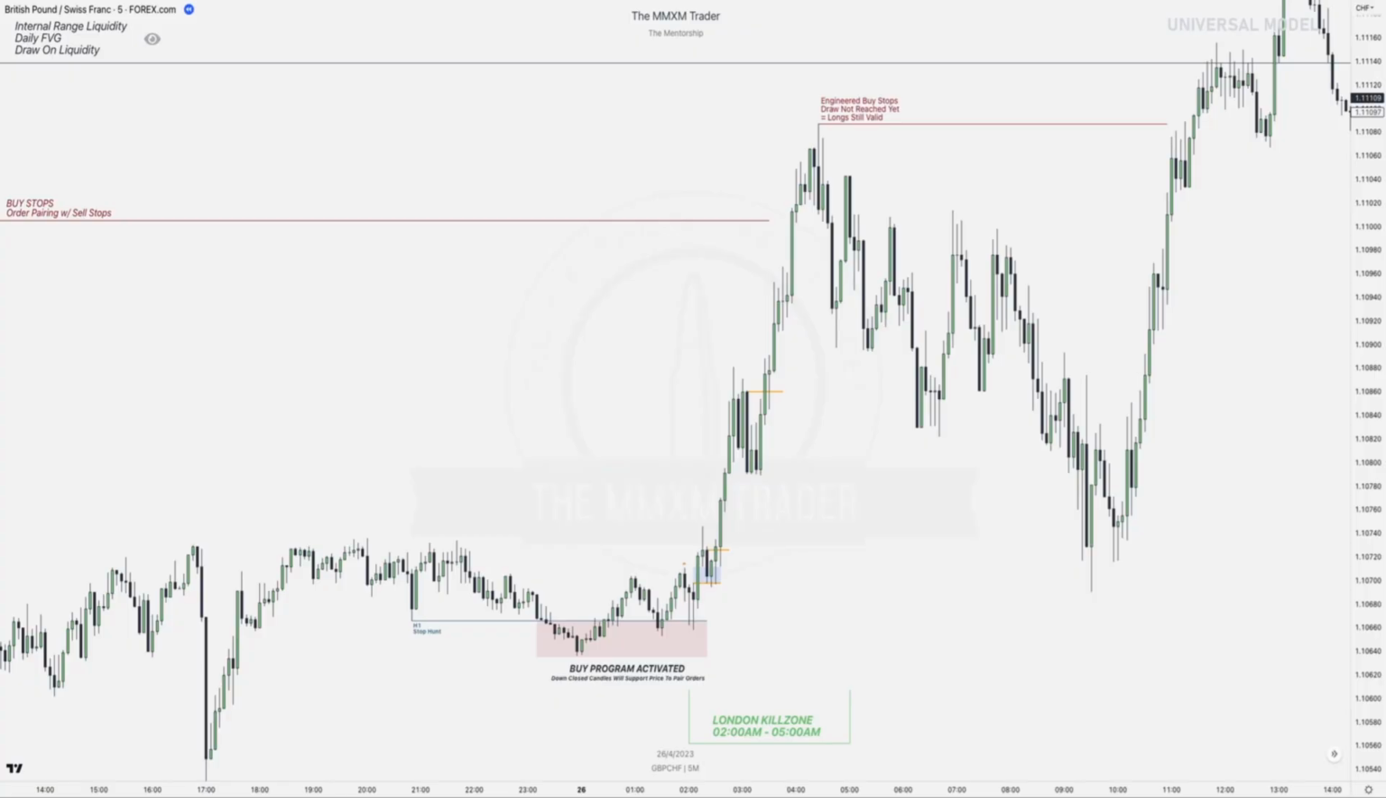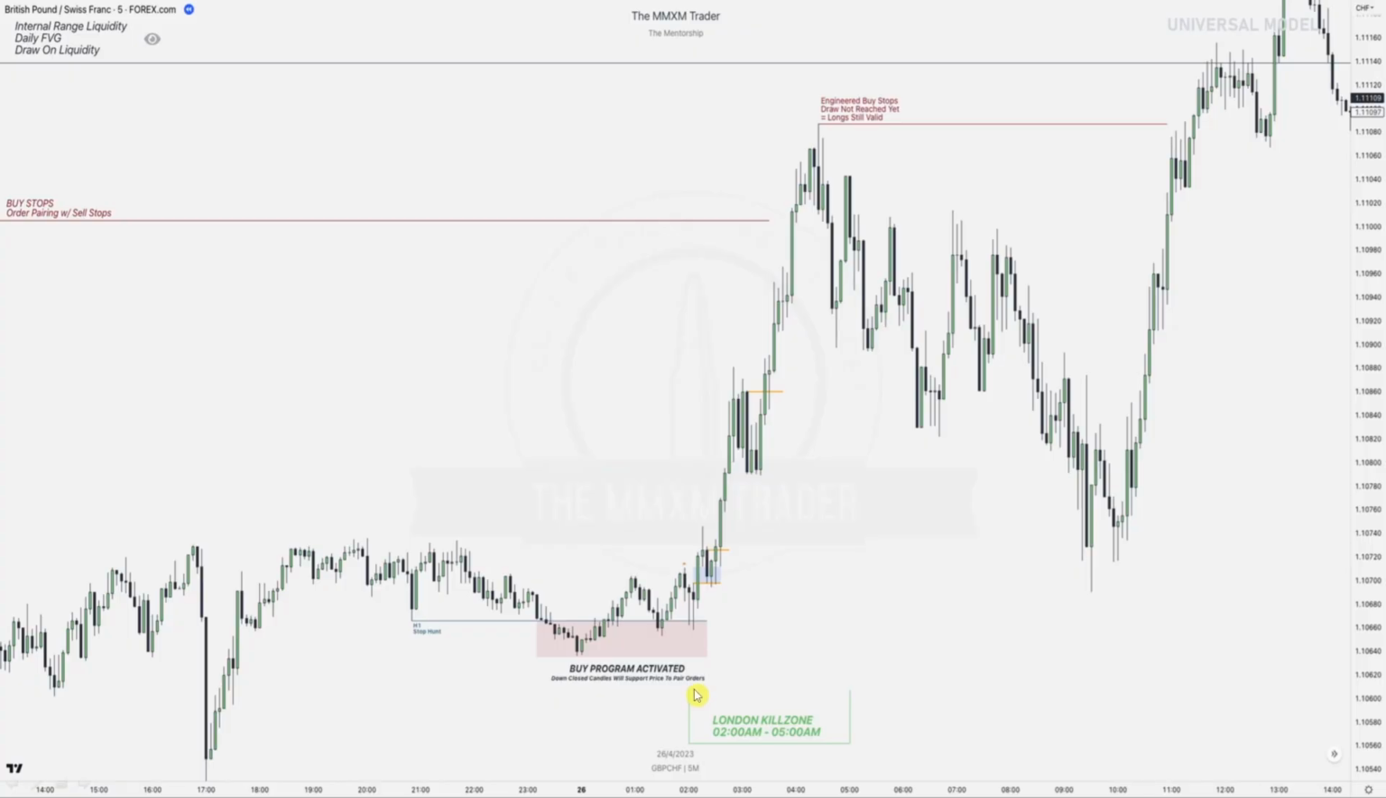On the intermediate term, drawn liquidity is that long term perspective daily fair value gap. And now we wait inside our kill zone for a break of structure and a liquidity purge. So we have that 1 hour stop hunt, that liquidity purge of sell side liquidity. So buy program has been activated and we wait for London kill zone to start. Yeah, not before, we wait for our kill zone.